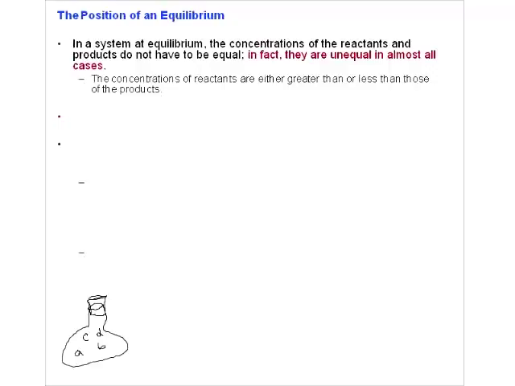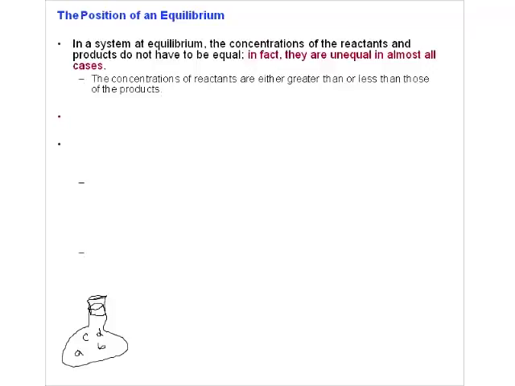Okay, the position of equilibrium. When we look at a system that's in a state of equilibrium, remember the definition of equilibrium was where the forward and reverse rates of reaction were equal. The rate going forward was equal to the rate that was going in reverse. It said nothing of the concentrations. It made no reference to the concentrations being equal. In fact, in almost all cases of equilibrium, the concentrations are never going to be equal. They're going to be unequal in most cases.